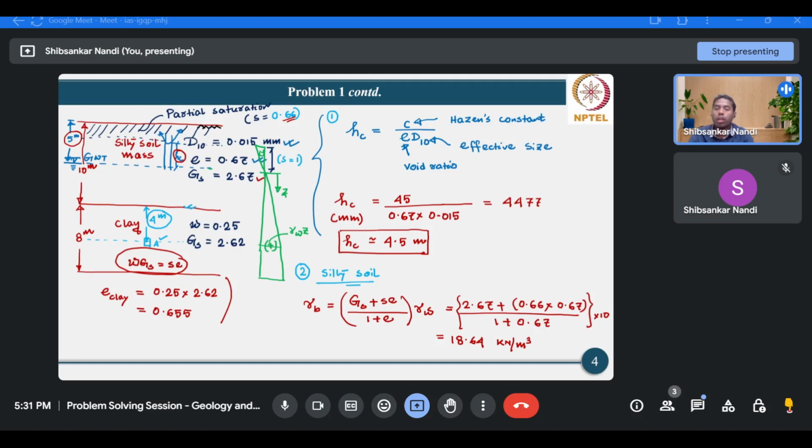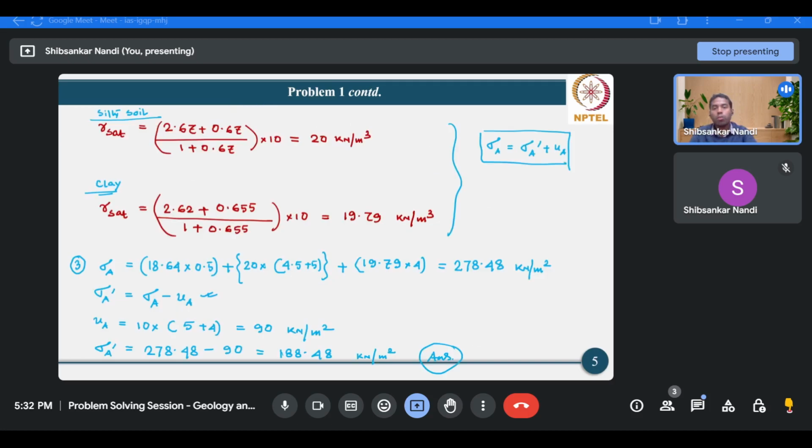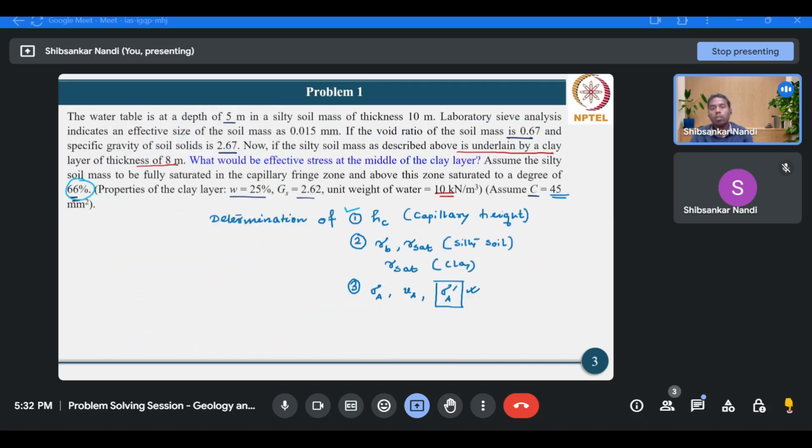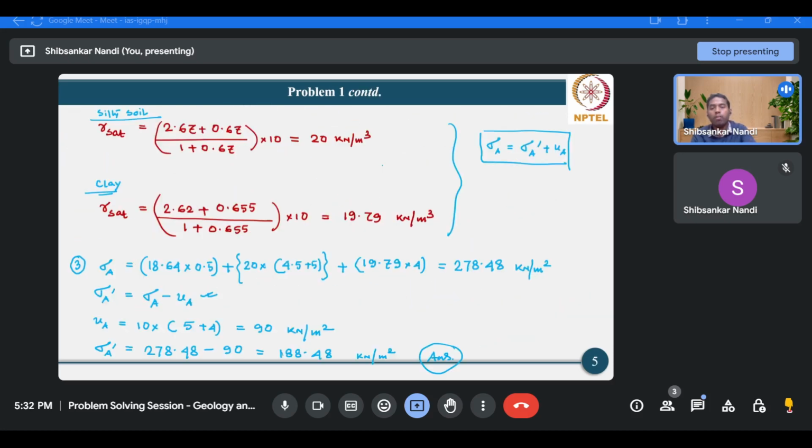Okay, so anyhow we can easily calculate the distribution of effective stresses starting from the ground surface itself. So we can basically get the effective stress at any point, at any depth inside the silty soil mass or the clay layer from the ground surface. So this was the question for the calculation of effective stress at the middle of the clay layer, and we have obtained the value as 188.48 kPa or kilonewton per meter square.